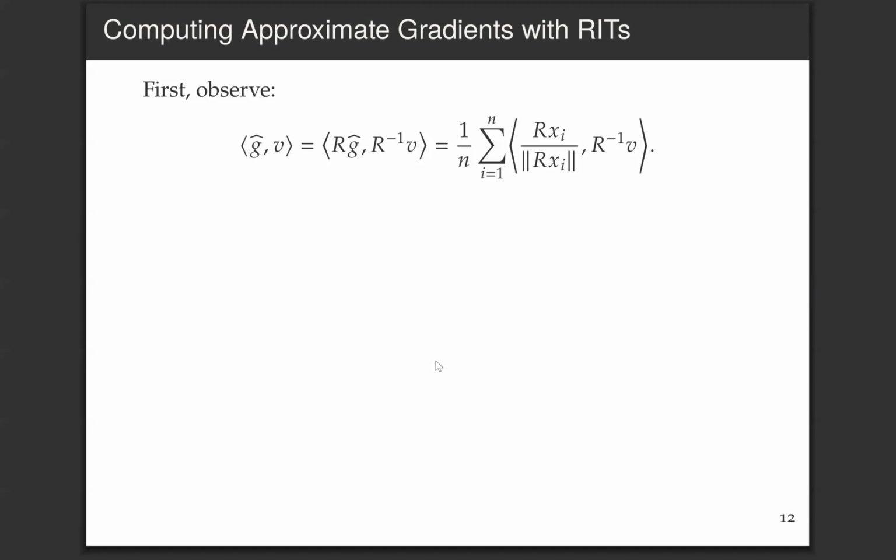And now the computation is going to go as follows. First, we make the following observations. The inner product of g hat with some direction v, recall that g hat is the approximate gradient, and v is a point with low depth. I can multiply g hat by r and multiply v by r inverse, and I can expand this using our definition of the approximate gradient that we saw on the previous slide.